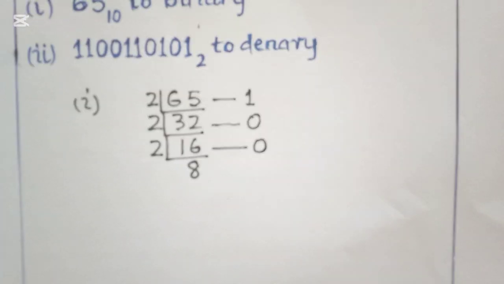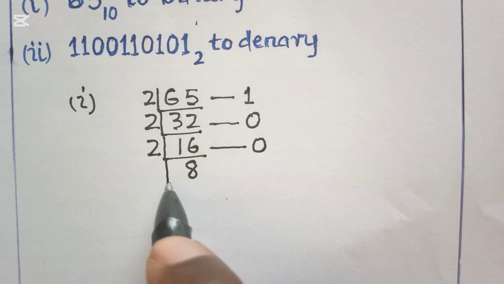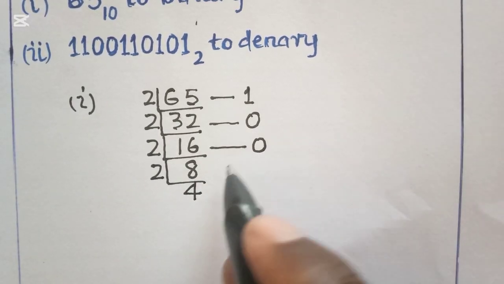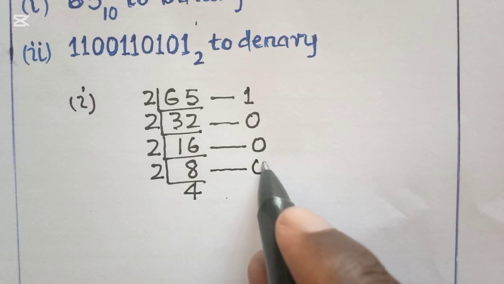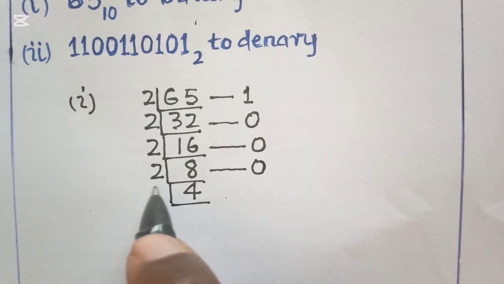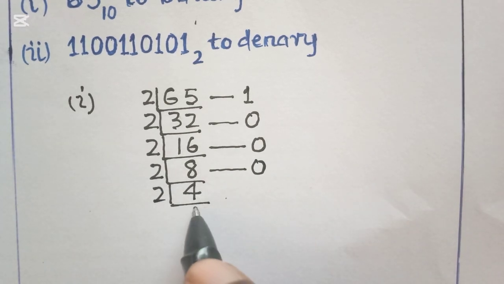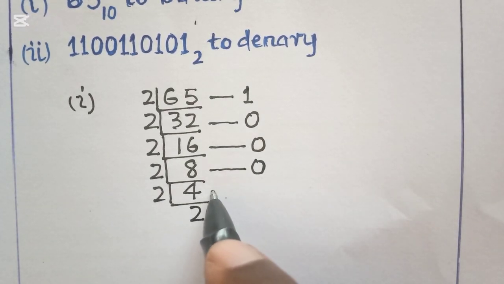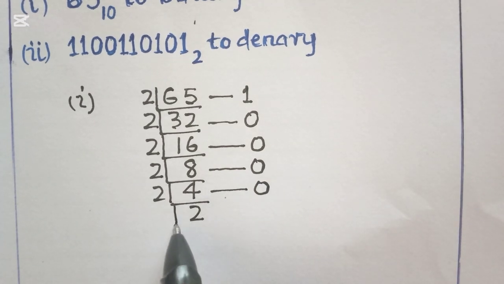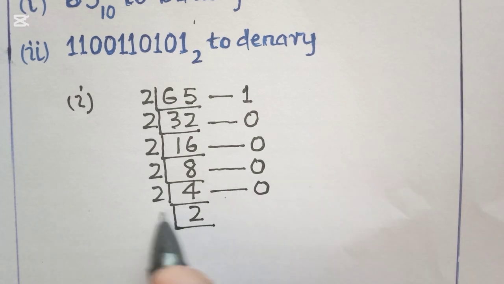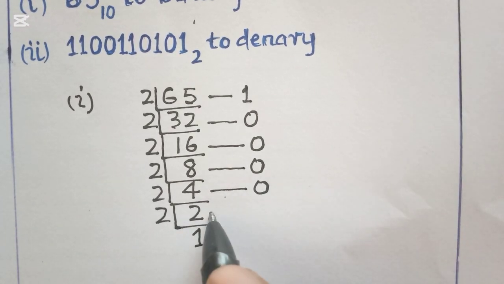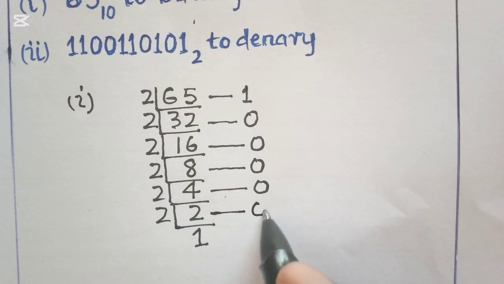We continue again, you divide by 2, this one you get 4, and the remainder is 0. Again we divide by 2, you get 2, and the remainder is also 0. And then you divide the last time, divide by 2, you get 1, and the remainder is now 0.